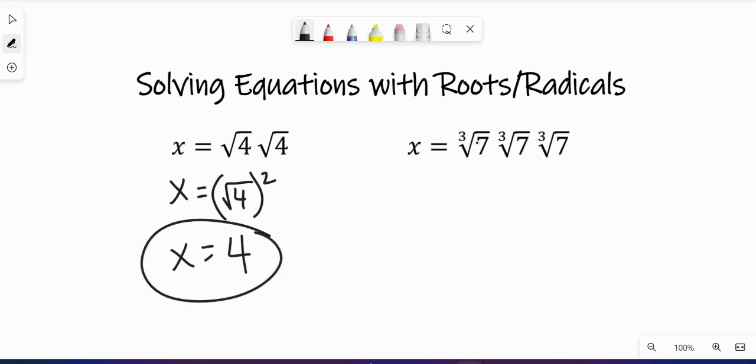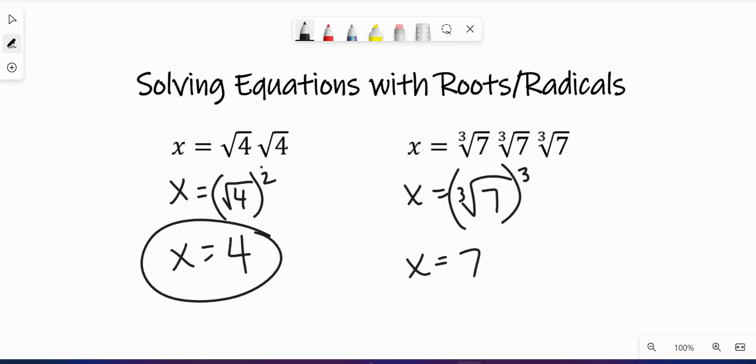Same thing here. How many of these cube roots are there? Cube root of 7 times the cube root of 7 times the cube root of 7. So that is the cube root of 7 cubed. So the cube root and the cube cancel each other out. So now it's just x equals 7.